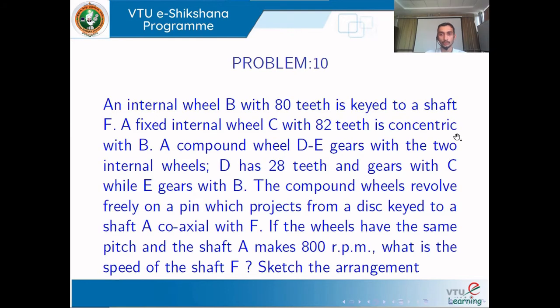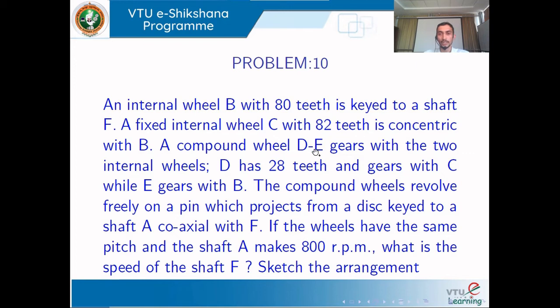So coming to the next problem, in this, an internal wheel B with 80 teeth is keyed to a shaft F. So you have a gear here which has got internal teeth, 80 teeth, which is keyed to a shaft F. A fixed internal wheel C with 82 teeth is concentric with B. So one more gear, which has got 82 teeth, is concentric with this wheel B.